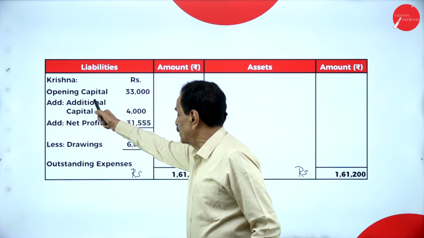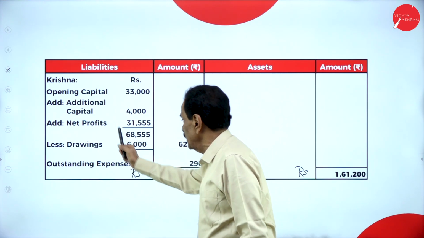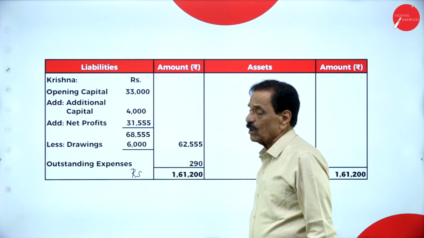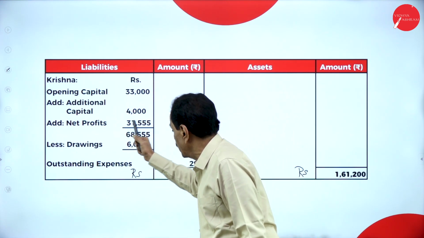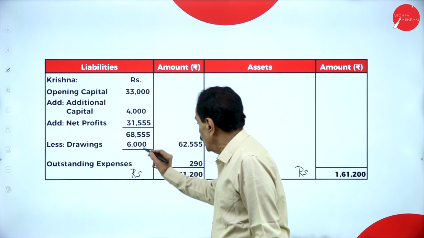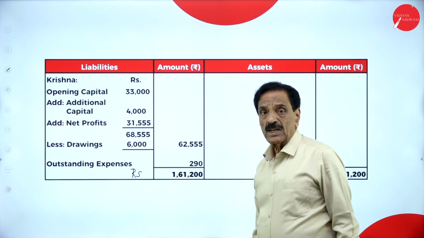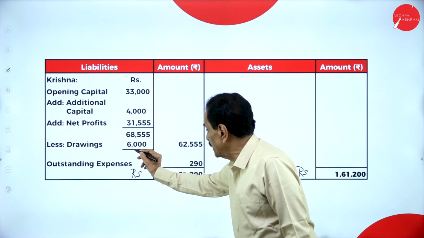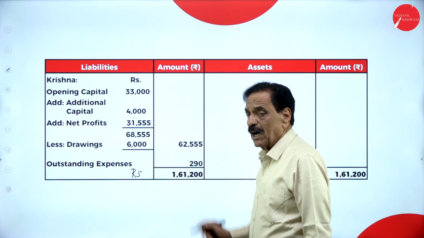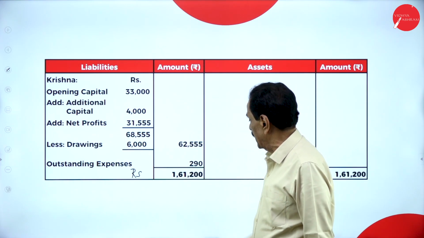Then Krishna's opening capital is 33,000. He put in additional capital of 4,000. Then he got a net profit of 31,555. Total amount available 68,555. Out of that, he drew for personal use 6,000. How much net amount is available at the end of the year?